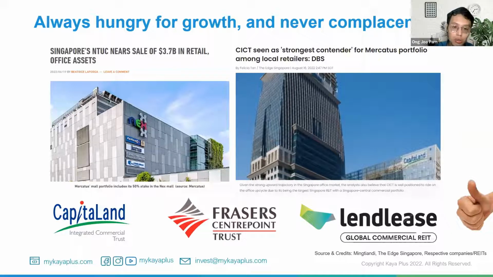So inside the news right now, you have other commercial REITs, like Capital Integrated Commercial Trust, the combination of CapitaLand Mall Trust and Commercial Trust, and then Frasers Centrepoint Trust and also Lendlease Commercial REIT coming together and bidding to buy up properties that NTUC wants to dispose. Because these properties are very high quality, they pay out very good rental income, and that is why the REITs, even though they are very big already, are still hungry for growth. These are the REITs in line to compete with each other to buy up this 3.7 billion worth of retail and office assets.